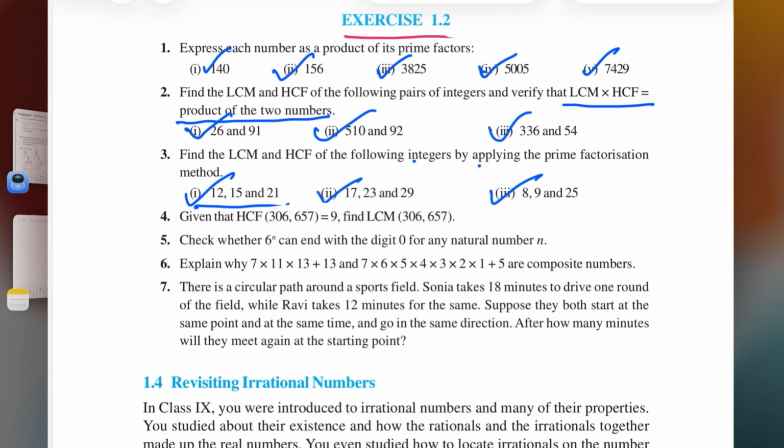Hi, in this video we can see the next few problems in exercise 1.2. First we can take problem number 5. Check whether 6 power n can end with the digit 0 for any natural number n. This is the problem, exercise 1.2, problem number 5.